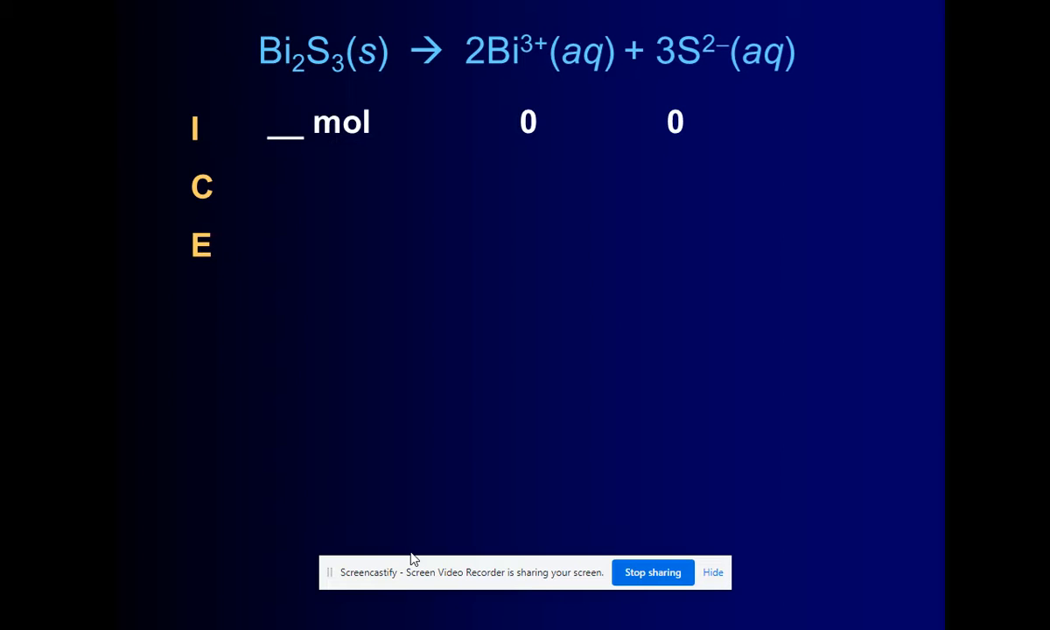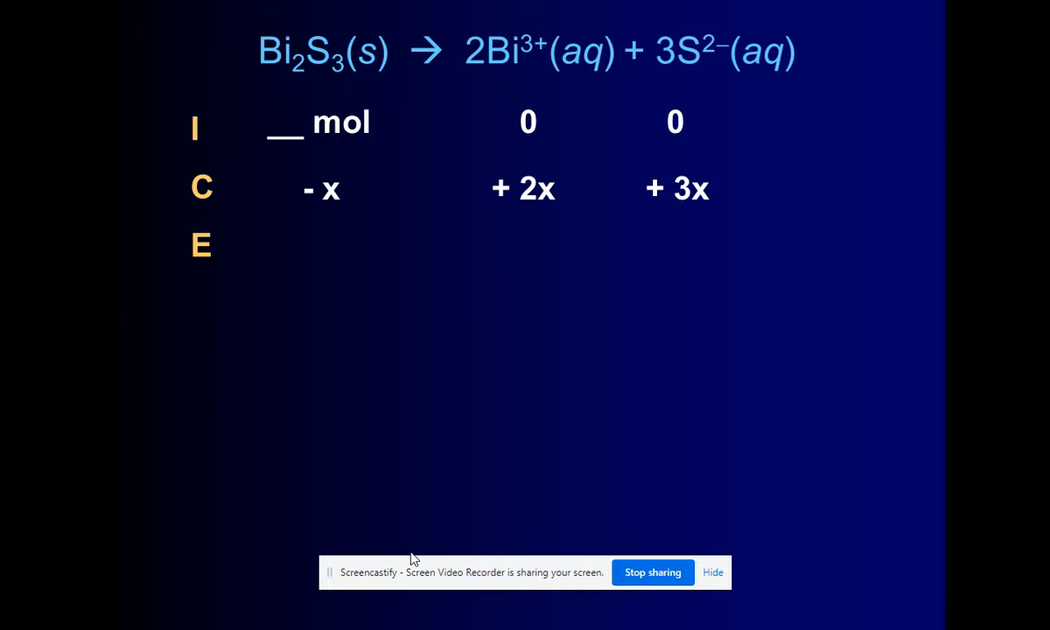And initially, if you don't have any of the solid in solution, you would just have the amount of it you have. Notice it's in moles because it's a solid. It's not going to be a part of our equilibrium expression. However much of it is capable of dissolving would be what minus X would represent. And then because two bismuth ions form for one unit of bismuth sulfide, the change in bismuth would be 2x, and the change in sulfur, because there's three sulfur ions present, would be 3x.